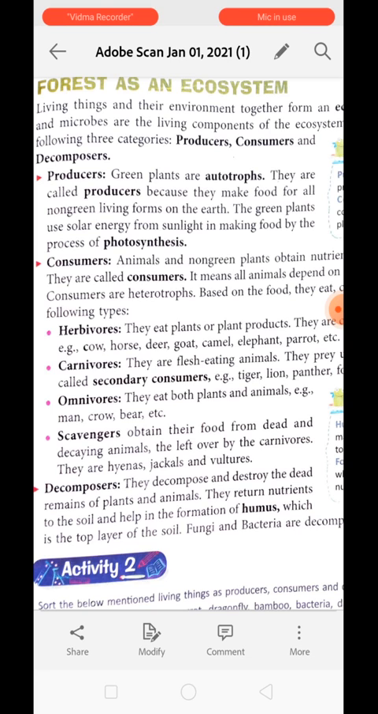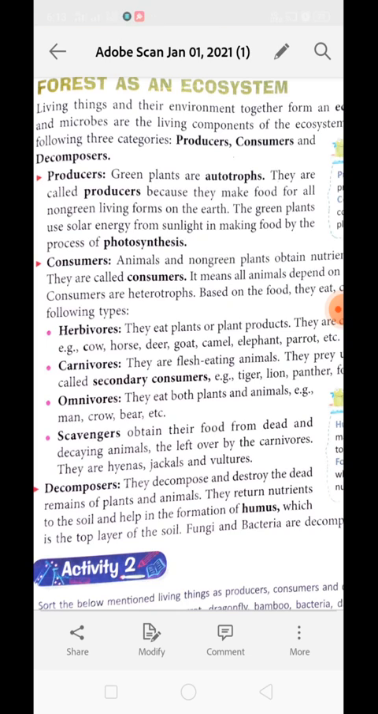But all non-green living forms on earth are not able to prepare their own food from the raw material, so they take the food from the plant. So the plant is not only synthesizing food for its own needs, but the extra amount can also be used by other organisms. The green plant uses solar energy from the sun to make its food, and the process itself is called photosynthesis. Understood?